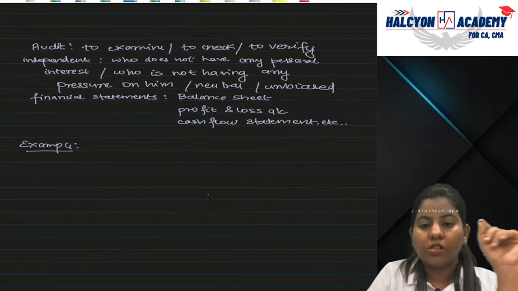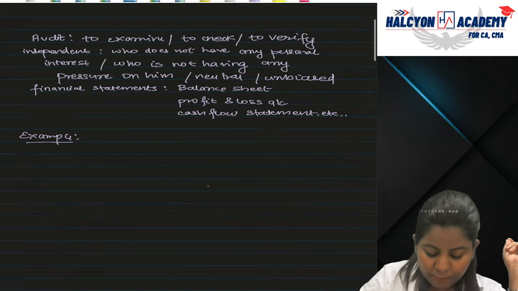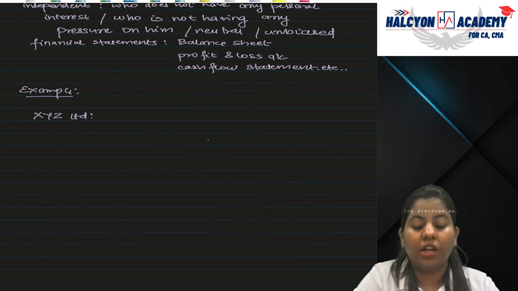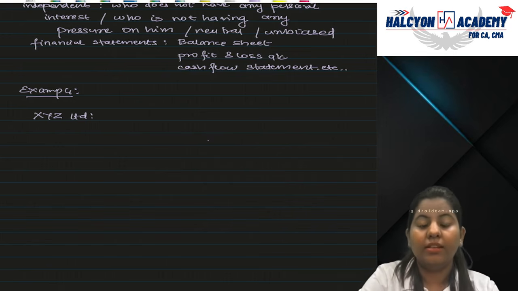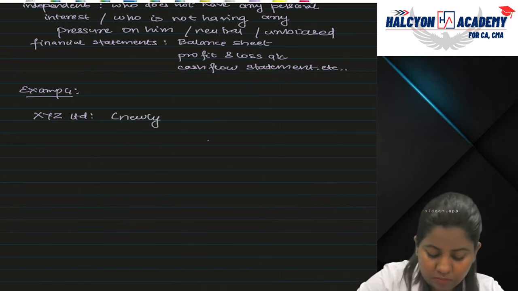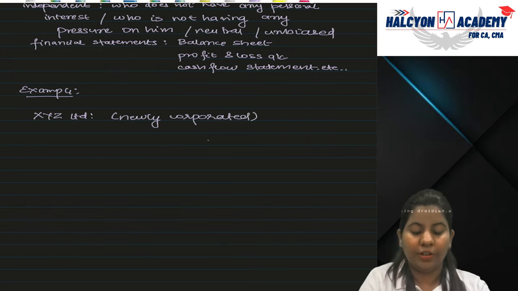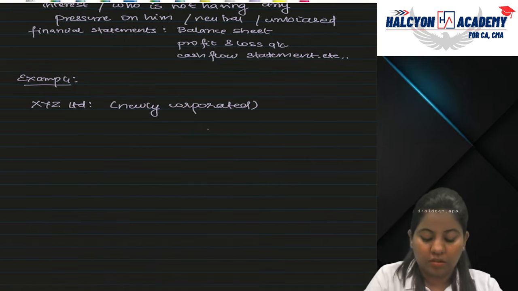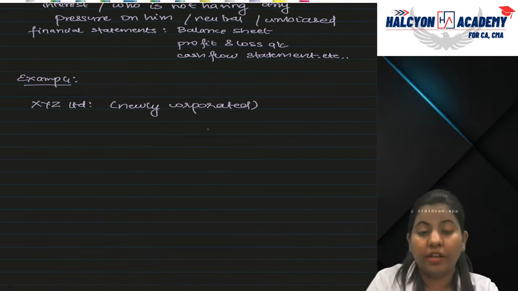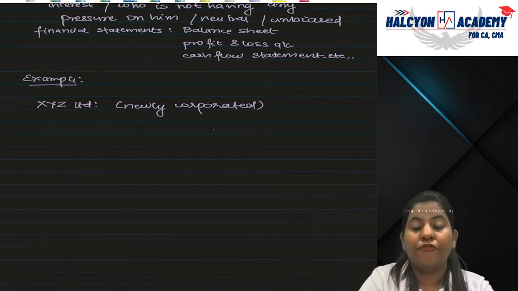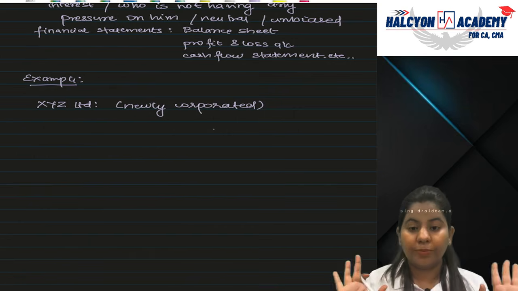See, there was a company known as XYZ Limited. It was newly incorporated. This company was newly incorporated, right? So what happened at the end of their first financial year: the management saw that the company earned very high profits.